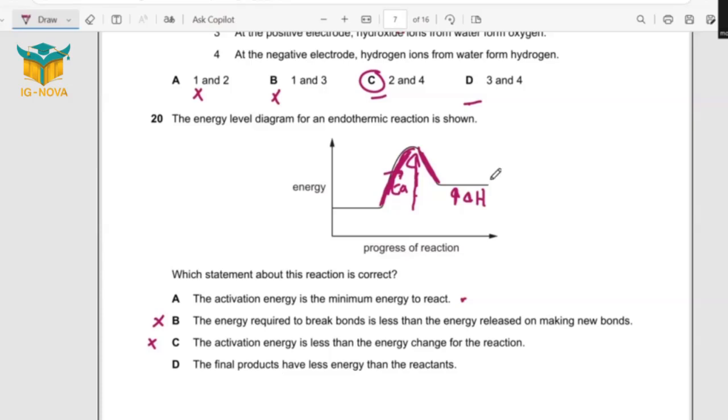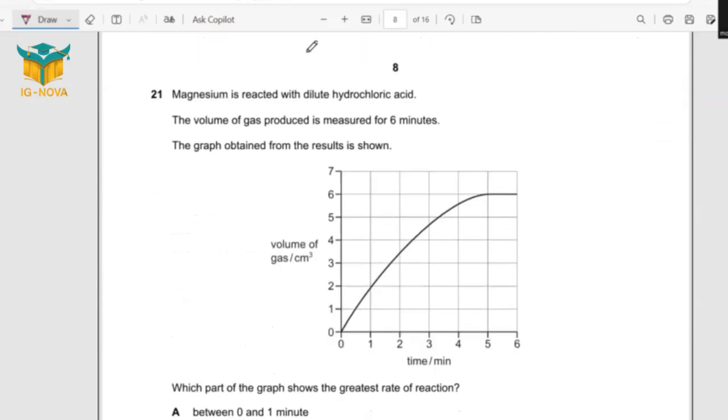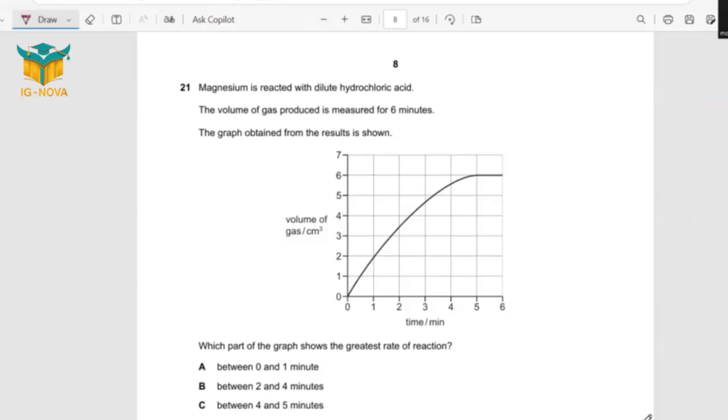The final product has less energy than the reactant. This is a mistake, other way around. So this is wrong. So accept option A.